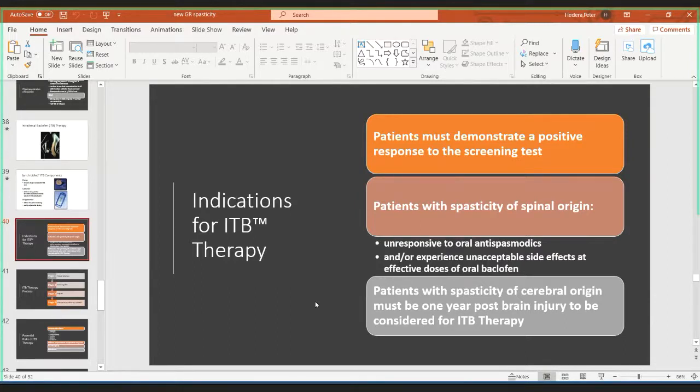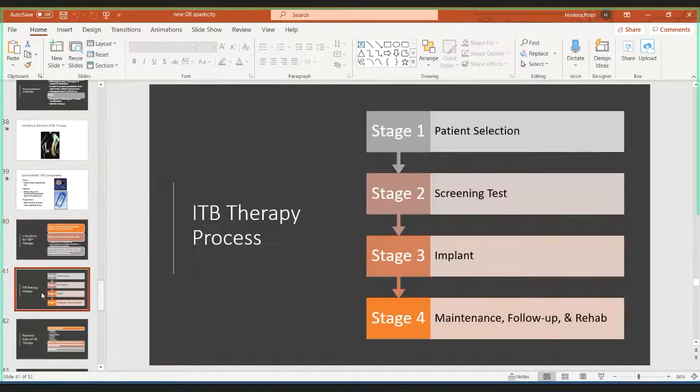Patients who have a so-called cerebral origin, especially stroke or TBI, you shouldn't really consider intrathecal baclofen unless they are more than 1 year after the original event or insult. Again, this is the process, so the screening test is important. If the patient doesn't get benefits from the one-time injection, then you probably wouldn't proceed to the actual surgery. So the patient has some sort of preview of what they can expect.